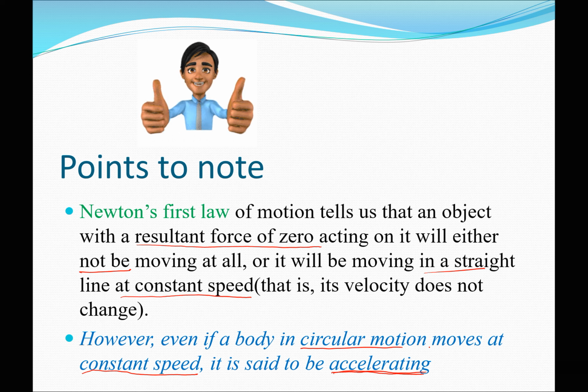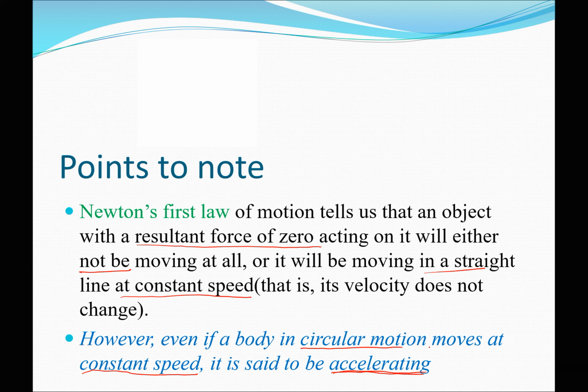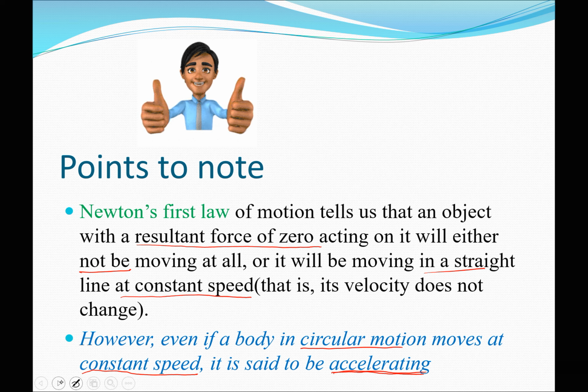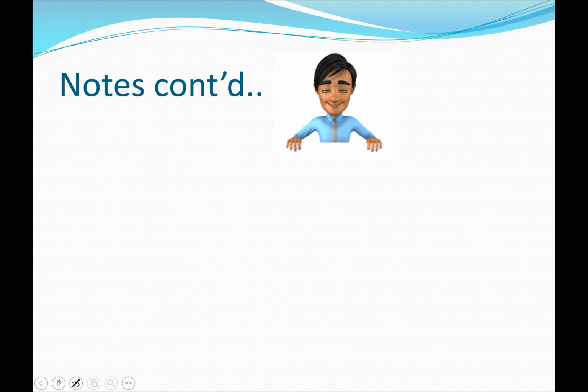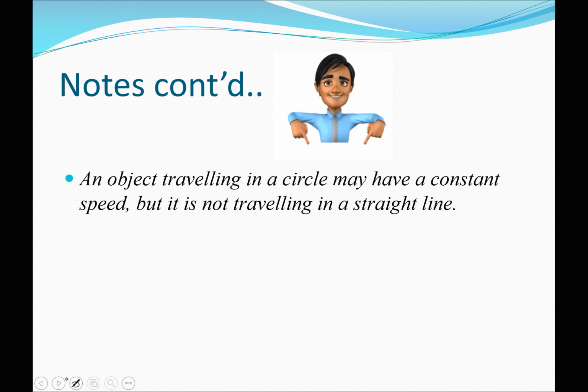So the magnitude is constant, but there's a change in direction for every object moving in a circle. A change in direction is just enough to tell us that the velocity is changing, and therefore, a body moving in a circular path at a constant speed can still be considered to be accelerating. The examiner may ask you to explain why a body moving in a circular path is said to be accelerating even when the speed is constant.